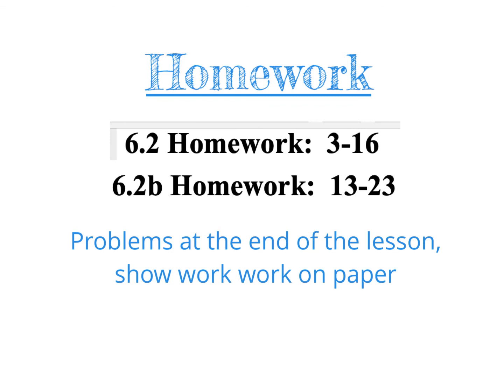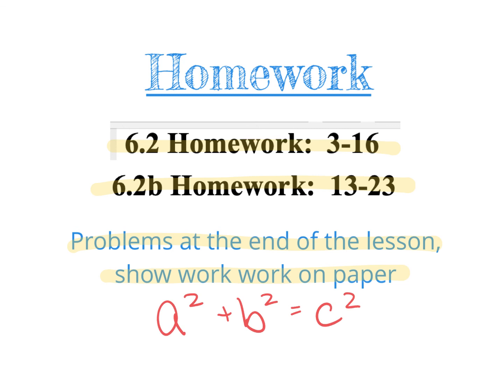Your homework is at the end of the lesson, 6.2. You're going to do 3 through 16, and that's on the Pythagorean theorem. And then 6.2b, which is on the converse, is numbers 13 through 23. All the problems are at the end of the lesson. I want all your work shown on paper. And you are going to start every single problem with the Pythagorean theorem. What is the Pythagorean theorem? A squared plus b squared equals c squared. You start every problem with that. If you have questions, please come and talk to me. Otherwise, good luck.